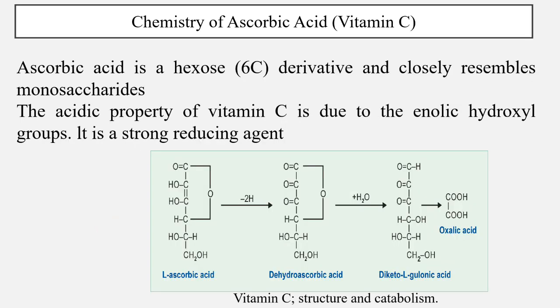So dihydroascorbic acid will convert it to diketo-L-gluconic acid, which is the inactive form. In copper kettles, the activity of vitamin C decreases.